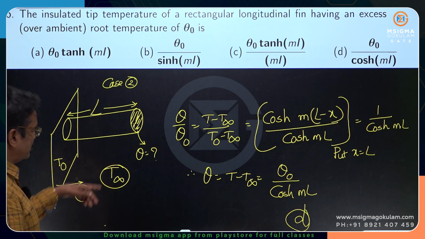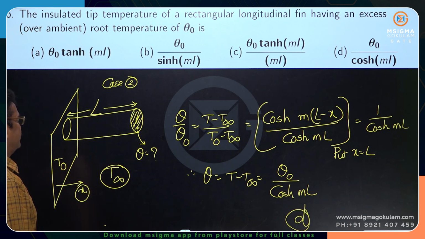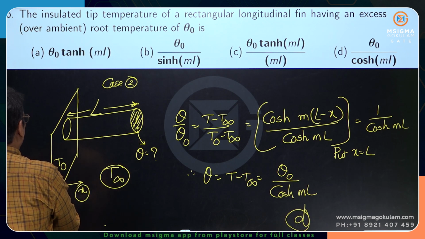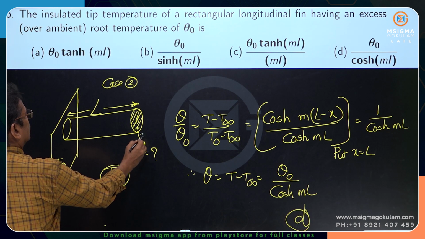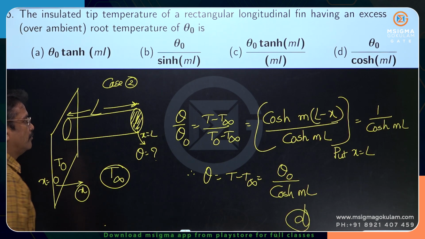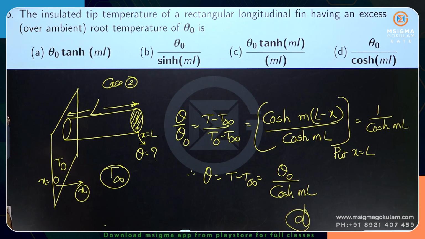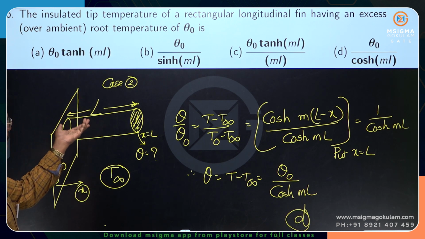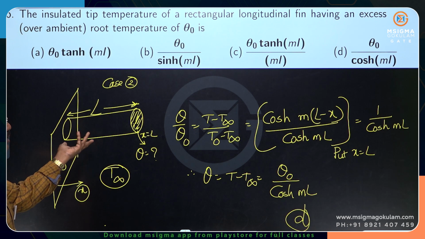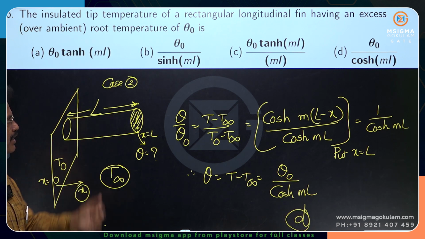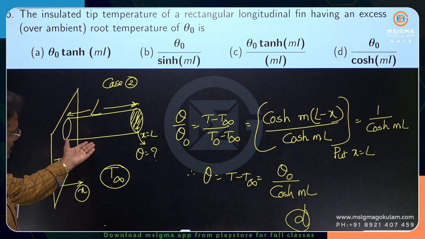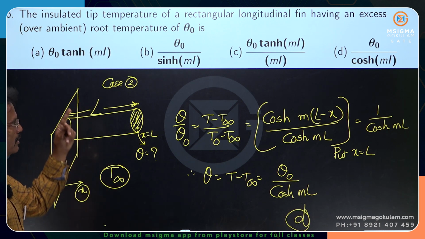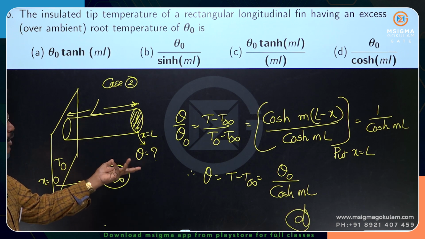He is asking what is the theta value here. Here x is equal to L, right? x is equal to 0 here. Here x is equal to L. What is theta? The insulated tip temperature of a rectangular fin. He has asked about the rectangular fin, but whether you do it for the pin fin also, the answer will be the same. It doesn't matter that he mentioned rectangular. Even for a pin fin, the same answer we can adopt. Okay.